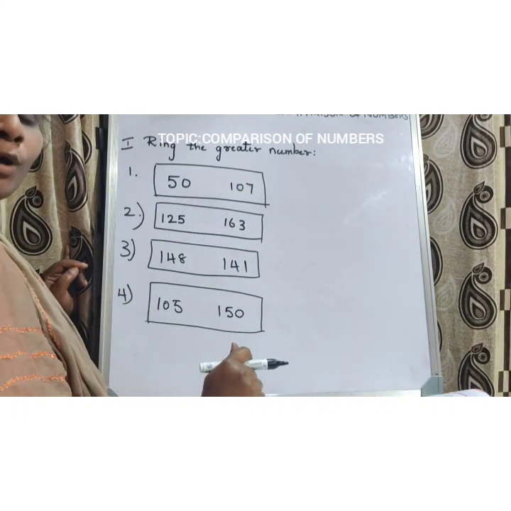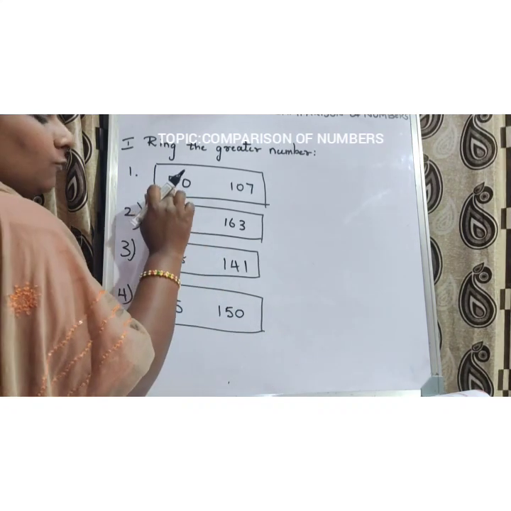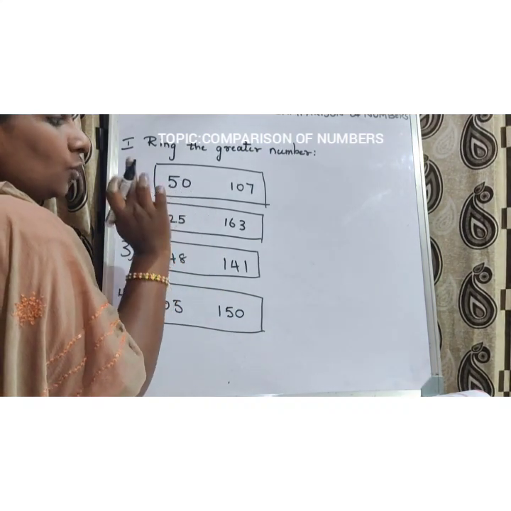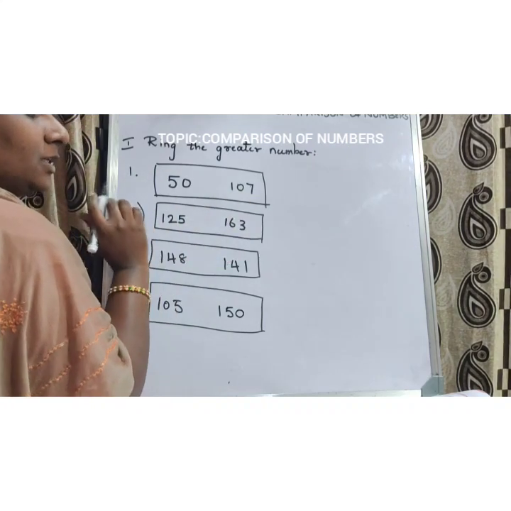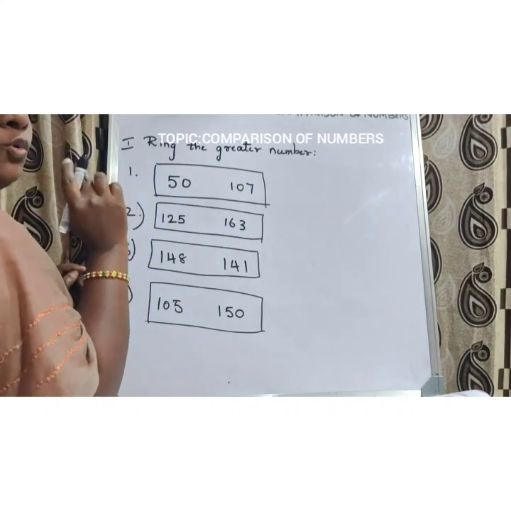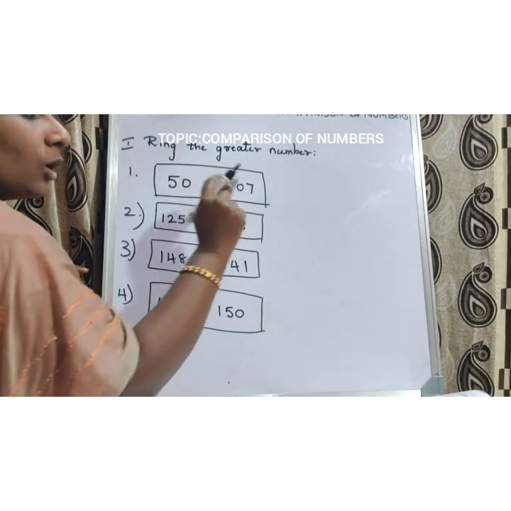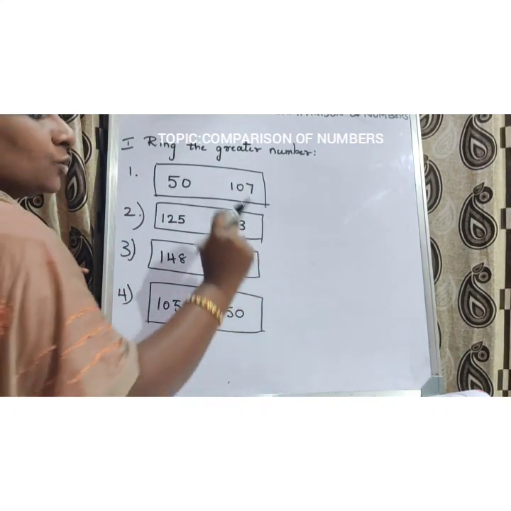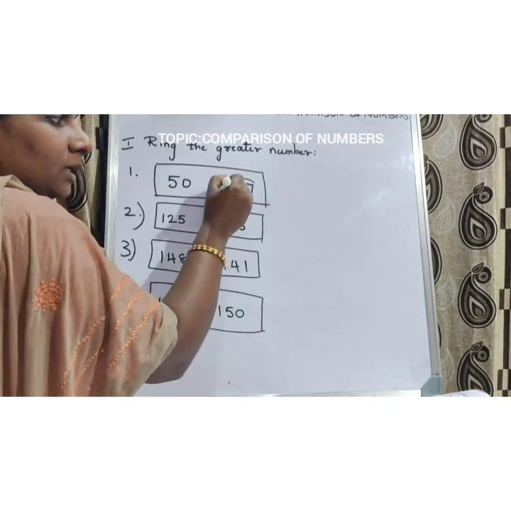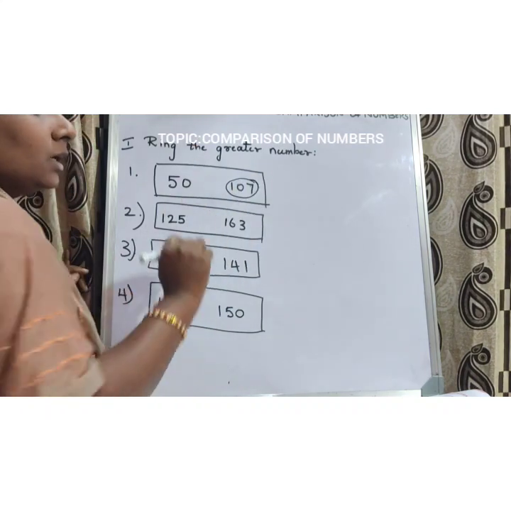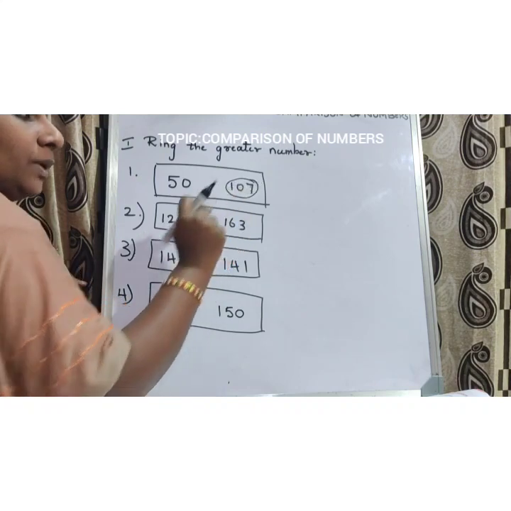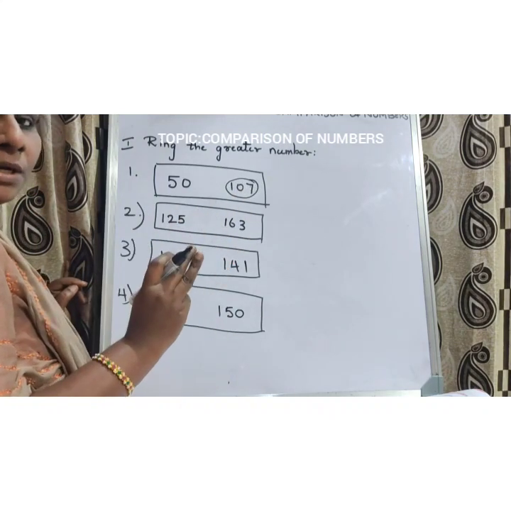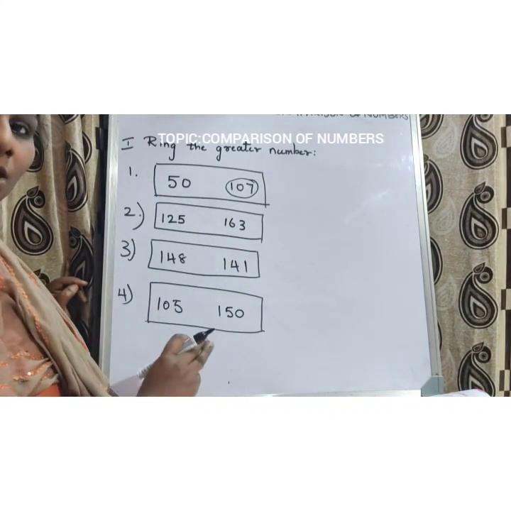We have to check the number of digits. So in 50 how many digits are there? 2 digits. In 107 how many digits are there? 3 digits. So is a 2 digit number greater or will a 3 digit number be greater? So the 3 digit number is greater. So circle the 107, because here we have a 2 digit number, here we have a 3 digit number. So a 3 digit number is greater than a 2 digit number.